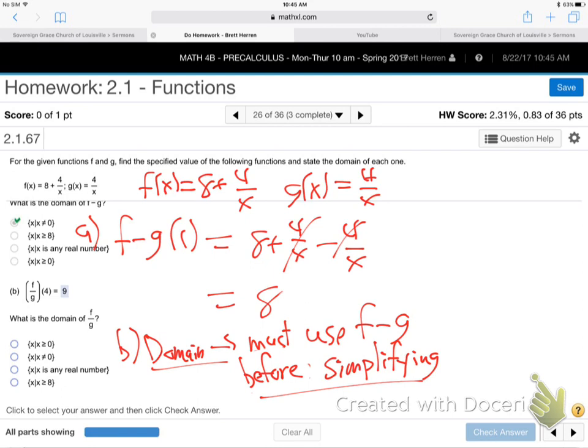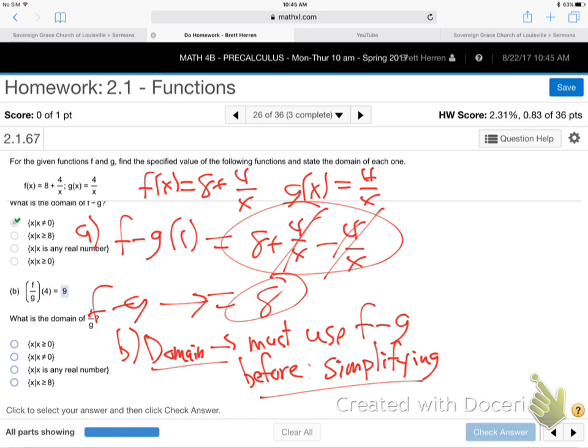Well, look, when we subtract f minus g, it's right here. What happens? Well, these guys go away, and it's just 8. So technically, f minus g is just 8. And 8's got no problems. It doesn't have denominators, doesn't have square roots. I'd just say it's everything.